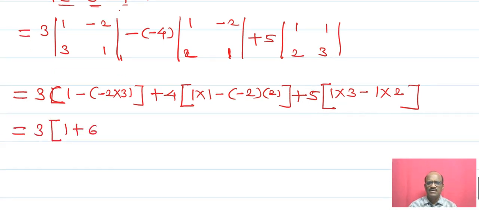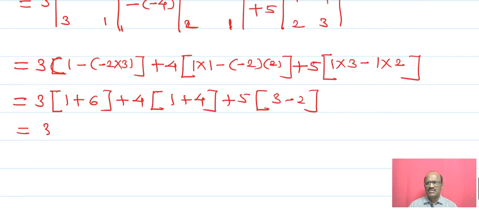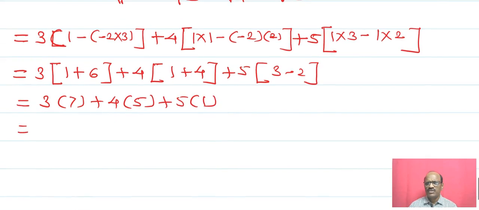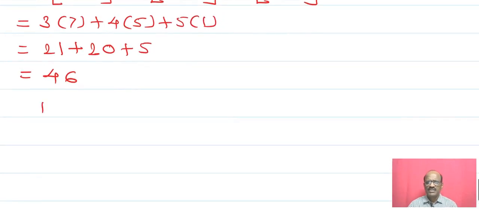Therefore, you will get 3 in bracket 1 plus 6, plus 4 in bracket 1 plus 4, plus 5 in bracket 3 minus 2. That is 1 plus 6, that is 7. 3 into 7, 4 into 5, 5 into 1, that is 21 plus 20 plus 5, and the total addition equals 46. Therefore, the value of the determinant is equal to 46.